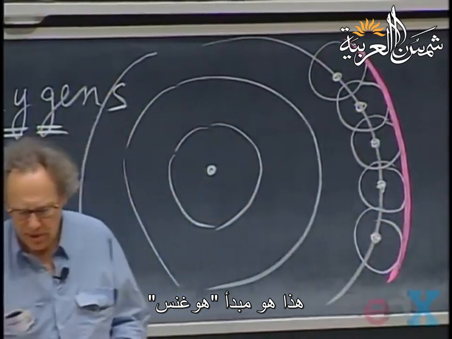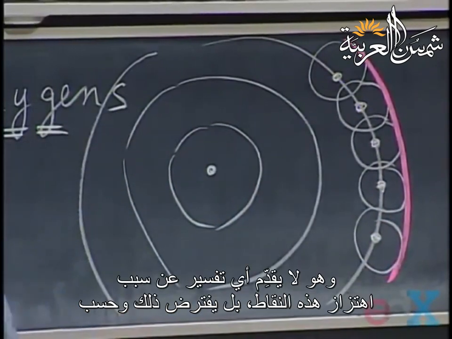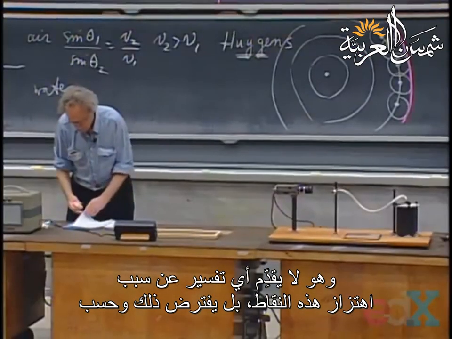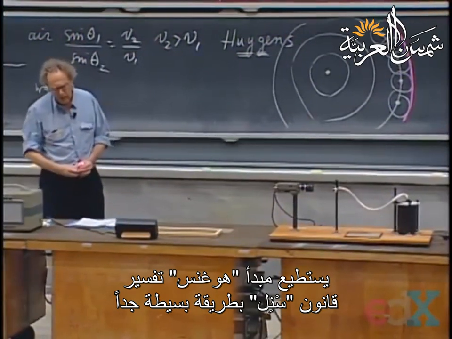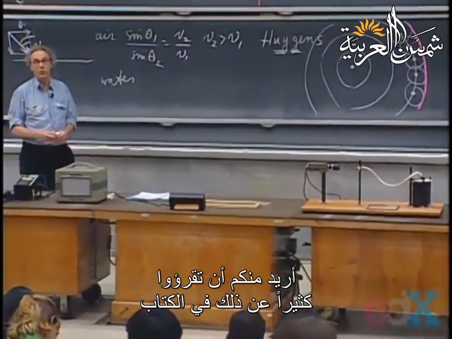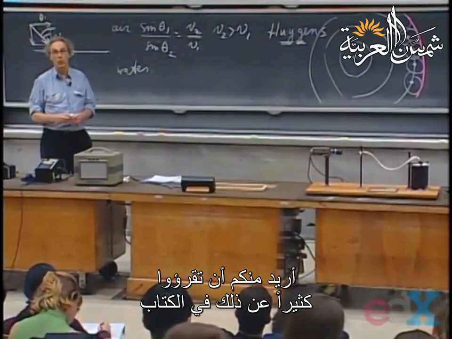And this is called Huygens' principle. Of course, he doesn't give any explanation of why these points do that. He hypothesized that. And this principle can explain Snell's law in a very easy way. I want you to read up on that in your book.